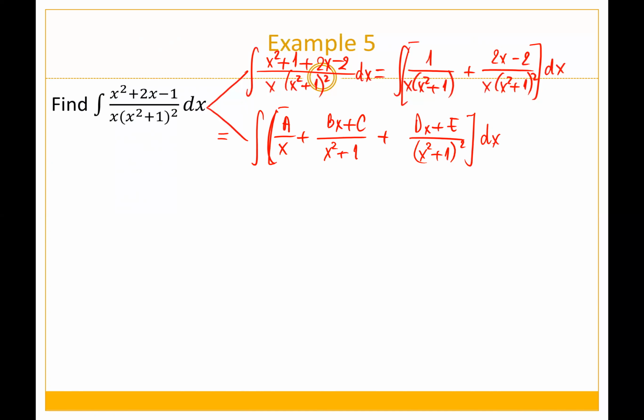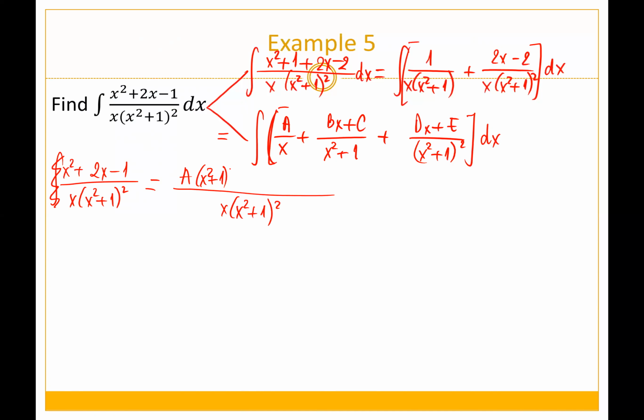Now saying that, what I'm having now is that I'm trying to put them in the same denominator. So I'm going to have x squared plus 2x minus 1 over x squared plus 1 squared. This is going to equal a(x squared plus 1) squared plus (bx plus c)(x squared plus 1) plus (dx plus e) multiply x. And so now I'm going to equate two sides.